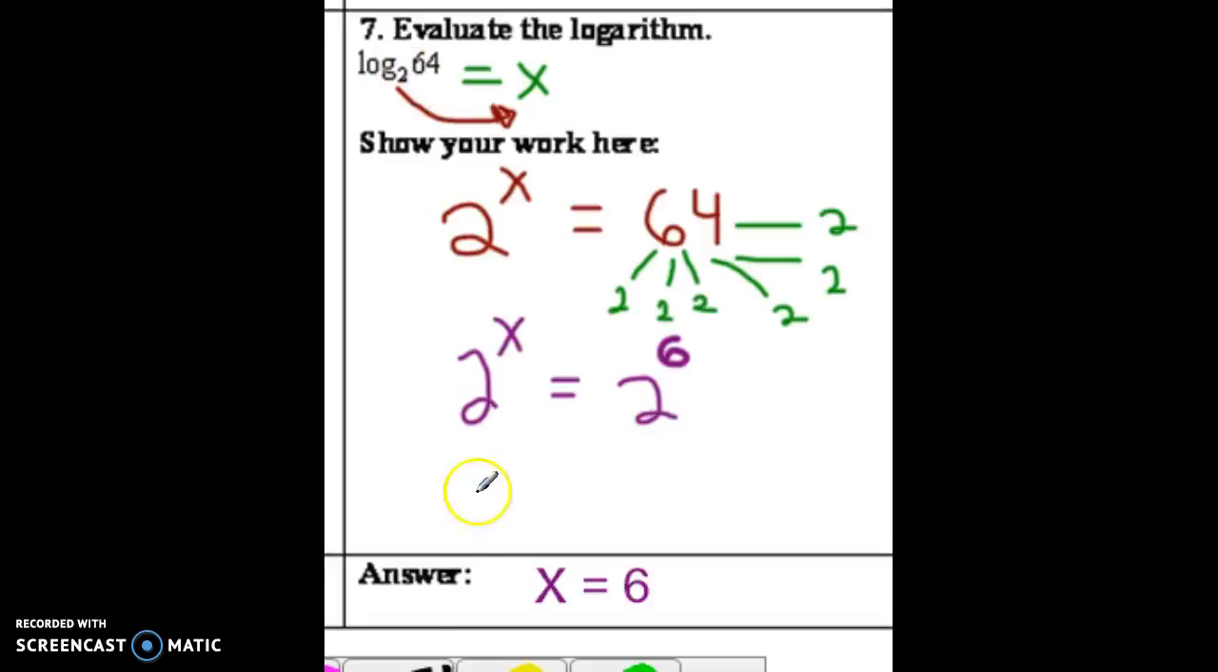And number 7, my base is 2. So I have 2 to the x power equals 64. I'm going to factor 64. 8 times 8 is 64, and 8 is 2 cubed. So I have the same bases, so all I do is read x equals 6.